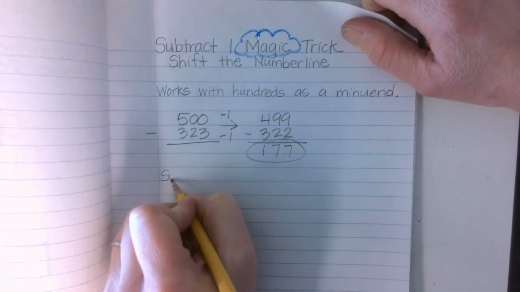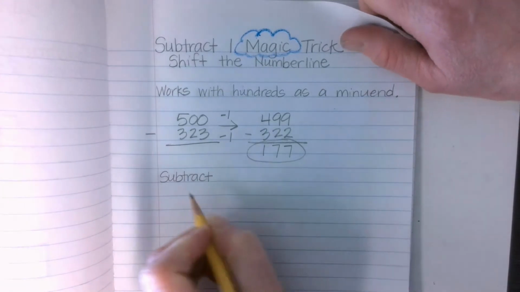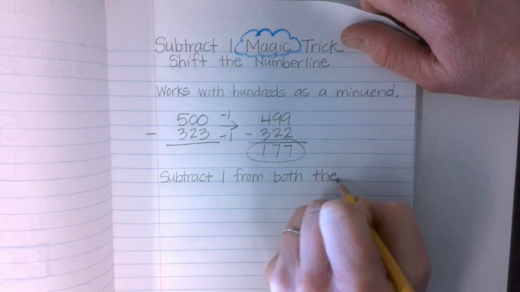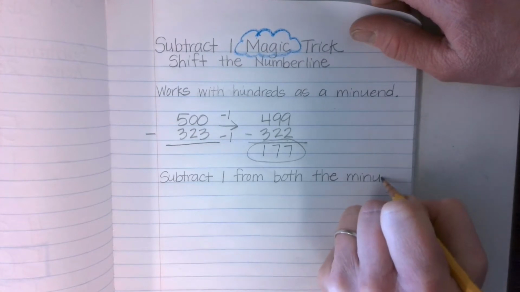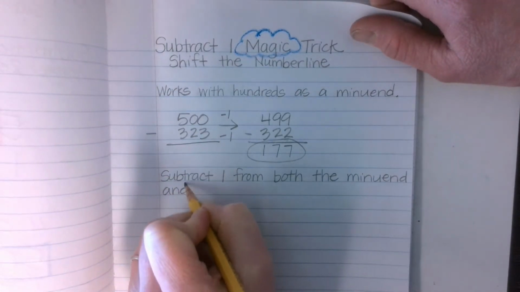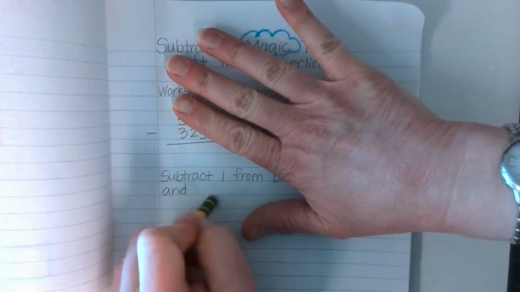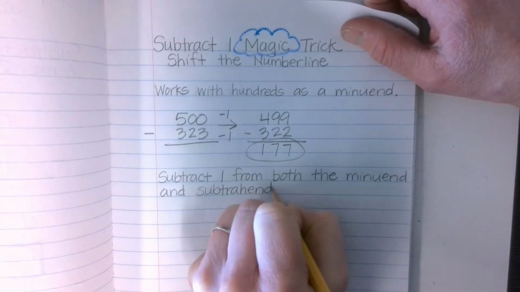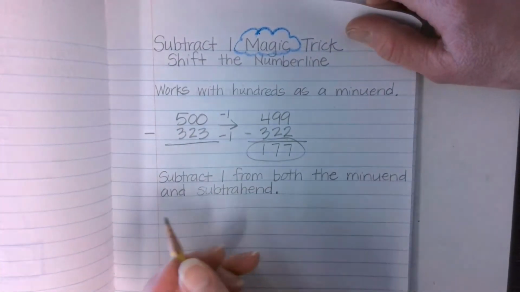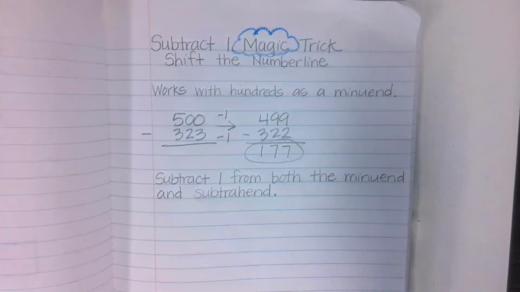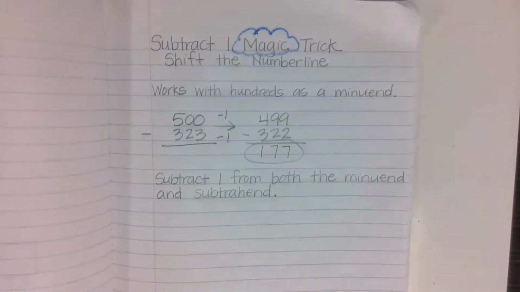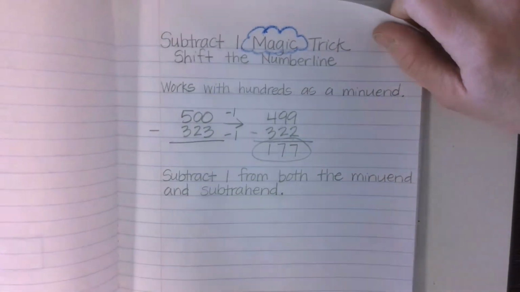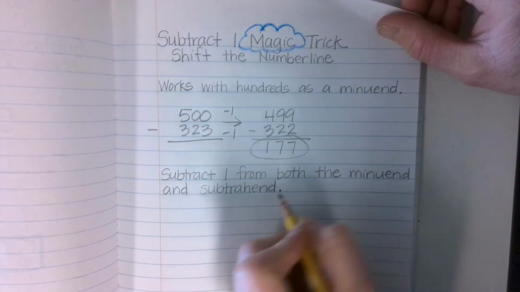So we're just going to write here: subtract 1 from both the what? Minuend and subtrahend. Subtract 1 from both the minuend and the subtrahend. And then you can solve without regrouping.